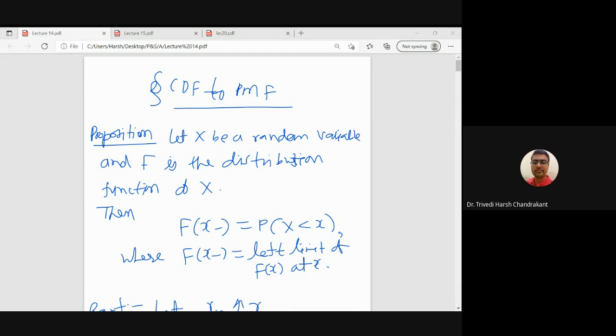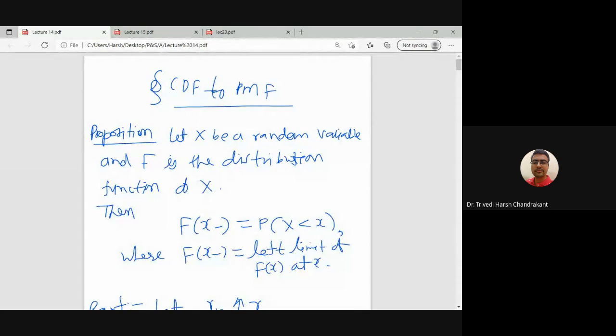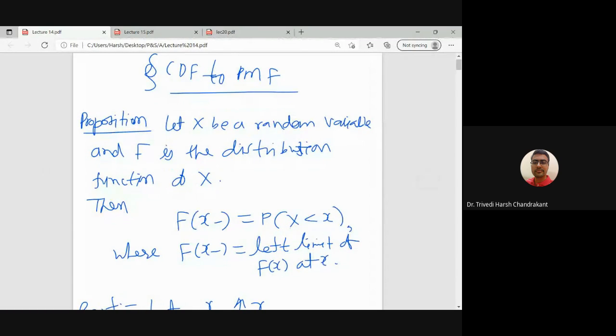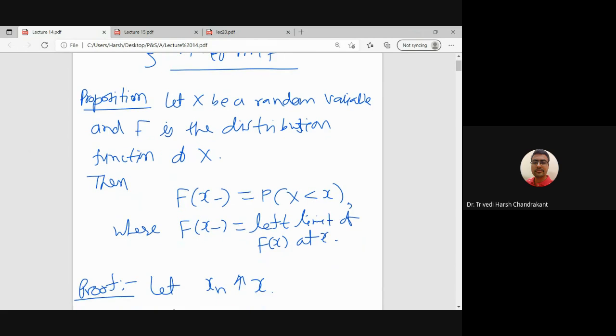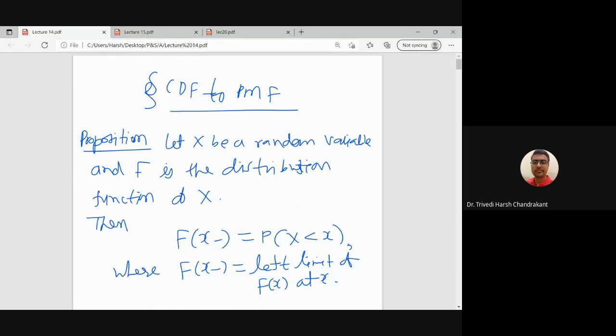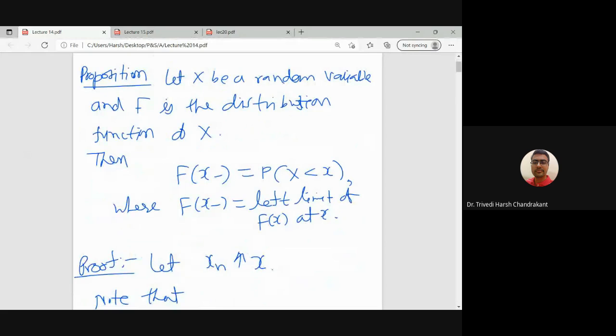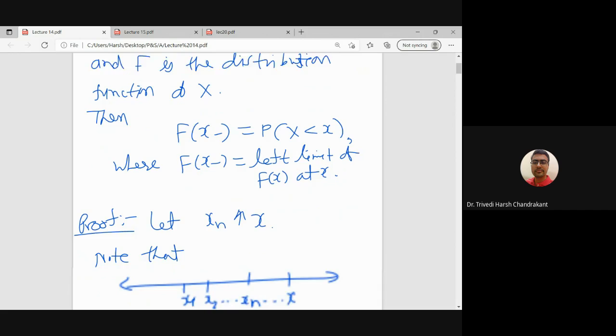Okay, so essentially, let us first revise the last class a little bit, and then I will move to today's discussion. In the last class, we discussed how to find the PMF using the CDF. To find the PMF using the CDF, we have seen that we will be using the left limit of the function. The left limit of the function at a point is the probability of the random variable taking a value less than the number x.